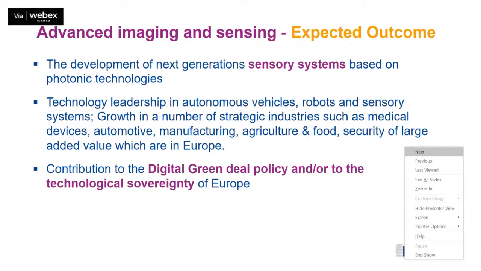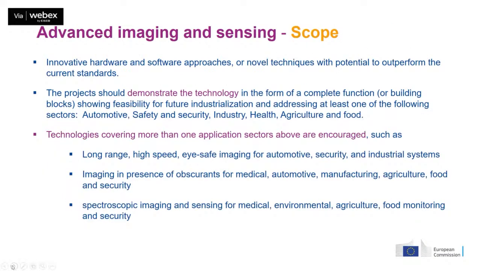And to reach that, next slide, we expect a proposal to cover the following scope. Innovation in hardware, but also software technologies, and novel techniques with potential to outperform the current standard and specification of imaging and sensing systems. And talking about systems, the projects should demonstrate the technology in the form of full function, showing feasibility for future industrialization. And we're looking for a project addressing more than one sector, including automotive, safety and security, industry, health, agriculture, and food. So as I said, we would encourage technology with application in more than one sector.